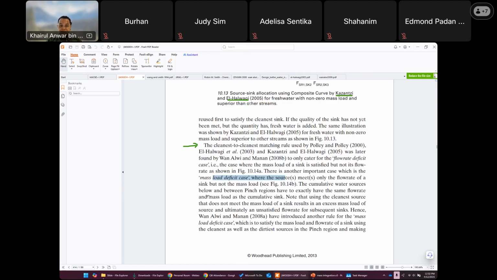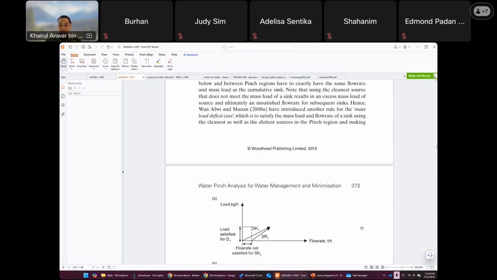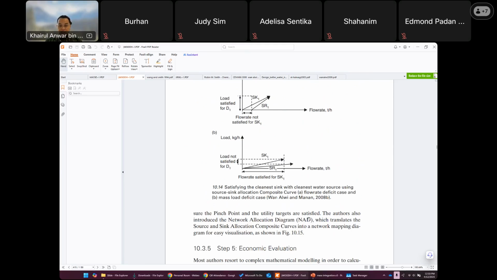The collective water source below and between pinch regions has to have basically the same flow rate as the collective sink, so that using the cleanest source does not meet the baseload of the sink, resulting in an excess baseload of source and equally an unsatisfied flow rate for the subsequent sink. Hence, Wan Alwi and Manan have introduced another rule for the baseload of sink, which is to satisfy the baseload and flow rate of sink using the cleanest as well as the objective source for the clean region, making sure the pinch points identified are satisfied.